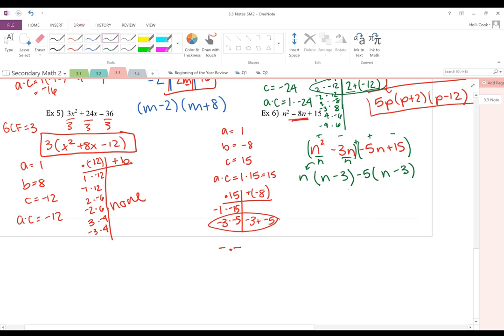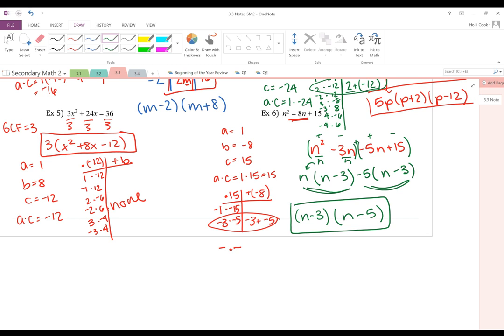And now we can take from our two chunks, pull that n minus 3 out, and all that's left is n minus 5. Okay, and that should be your answer. And you should get that same answer if you do the box. So if you did it wrong and you can't figure out why, come and talk to me. But otherwise, that's it for 3.3.